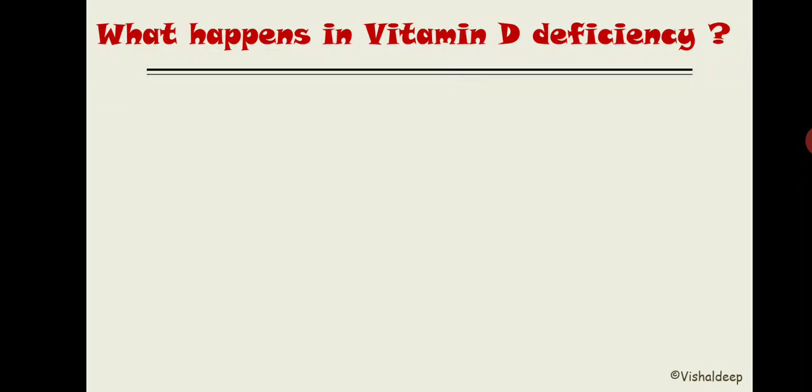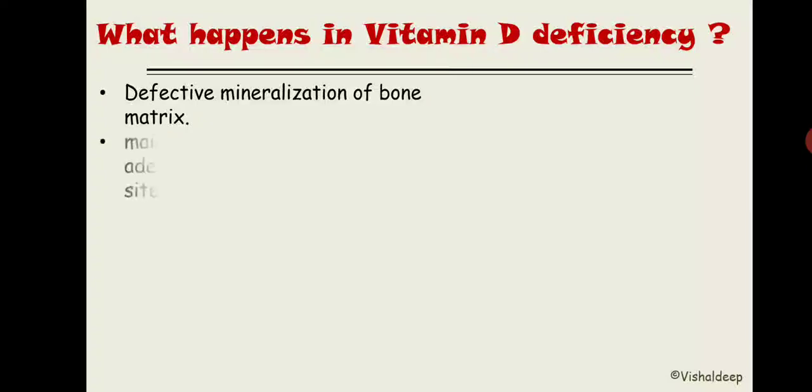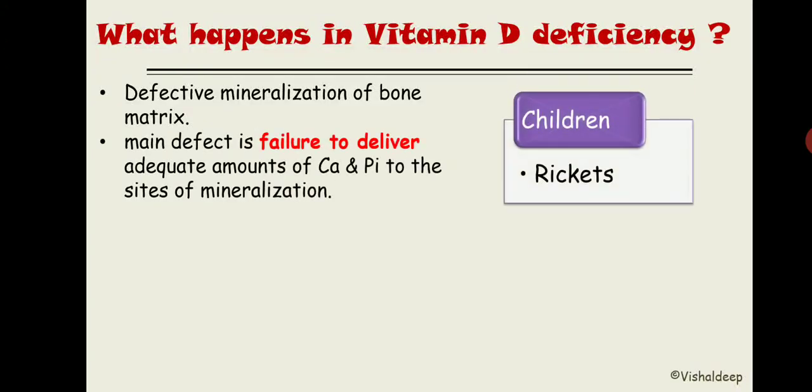So in vitamin D deficiency, though the bone has an organic component, the collagen fibers, it is not supplied with the appropriate amount of inorganic component, that is calcium and phosphate. So basically there is a defect in mineralization of the bone. They have an extracellular matrix made up of collagen fiber, but they do not have sufficient amounts of calcium and phosphate. The main defect is failure to deliver an adequate amount of calcium and phosphate.